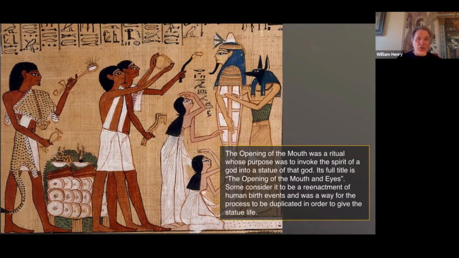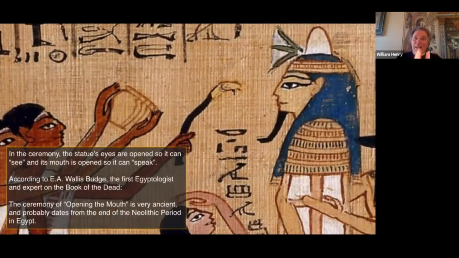The point here is the ancient Egyptians firmly believed that inanimate objects could be vehicles for spirit, that spirit can be copied and pasted or cut and pasted from one vessel or container into another. In the ceremony, the statue's eyes are opened so it can see, and its mouth was opened so it can speak. And according to E.A.